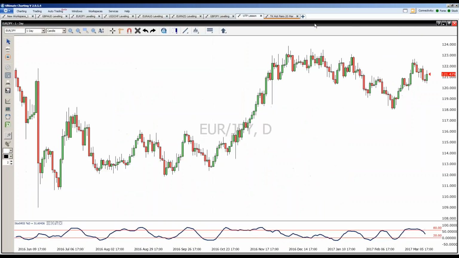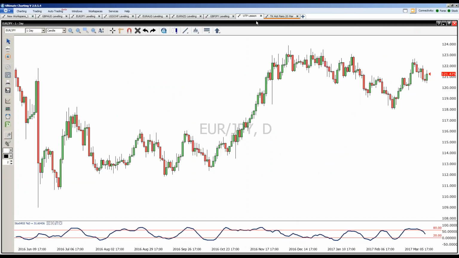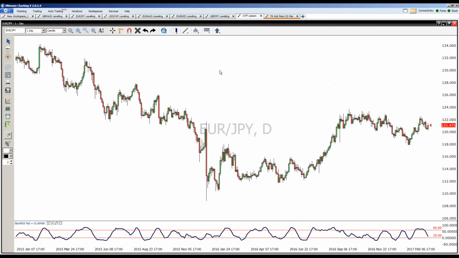Now first of all, I want to open up the daily chart. Before I continue, can everybody see the charts here on your screen? You should be seeing a daily chart of the Euro Yen to your right, and you should be seeing a 2-hour chart to your left. Okay, great. Thank you, everybody. Thank you, Veronica and Ricardo.